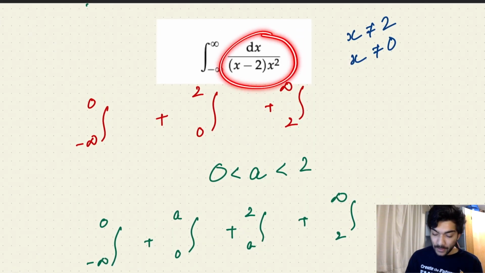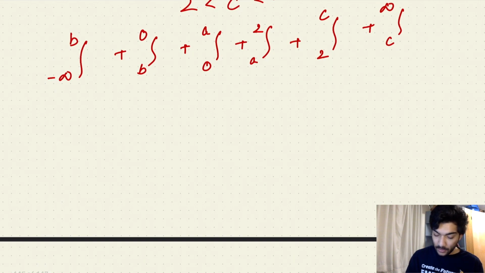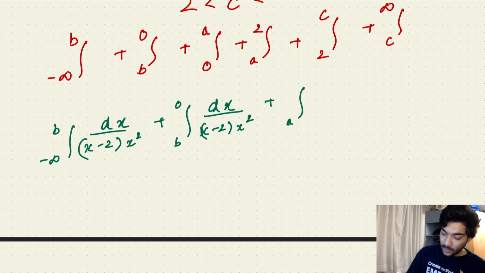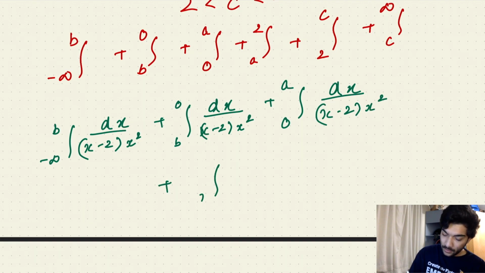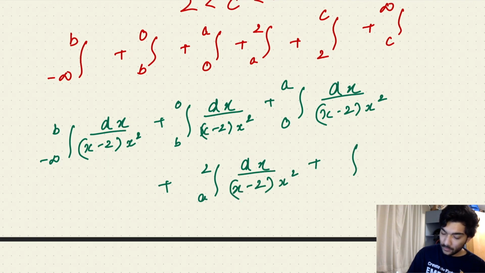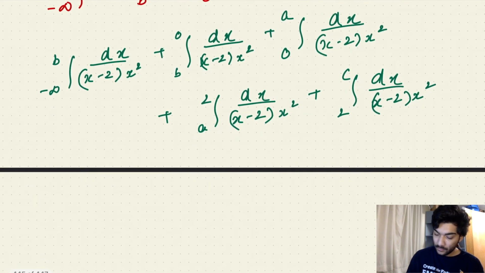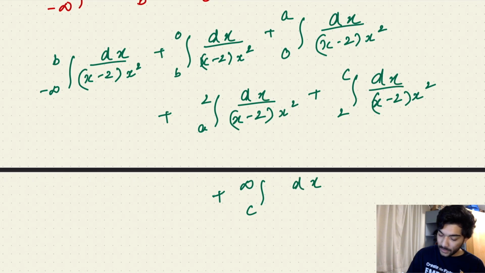So now since your function is basically dx upon x minus 2x square, you can write the final expression which would be basically minus infinity to b dx upon x minus 2 times x square, b to 0 dx upon x minus 2 x square, 0 to a dx upon x minus 2 x square plus a to 2, 2 to c, and then the last one is from c to infinity.